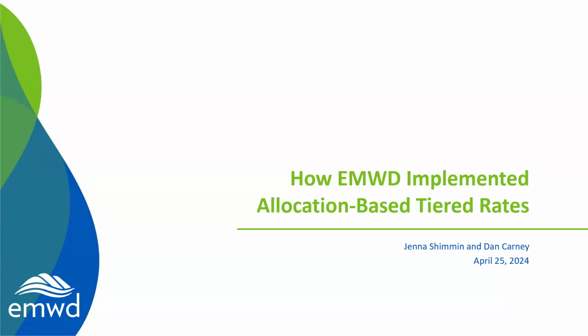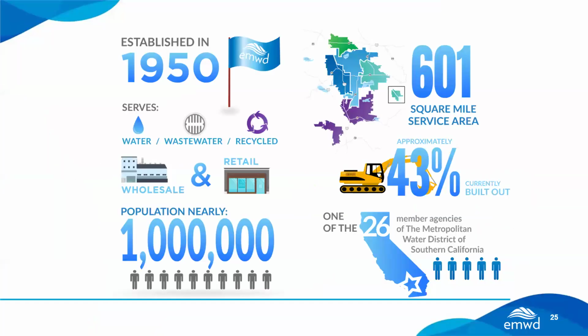Similar to Adam, I'll more quickly go through our district overview since we're a little crunched on time. Next year, we'll be celebrating our 75th anniversary, so be on the lookout for some fun things around that. But we serve nearly 1 million people, over 601 square miles. We're currently only about 43% built out. We offer both retail and wholesale water supplies. We serve water, wastewater, and recycled water. And we're one of Metropolitan's member agencies.